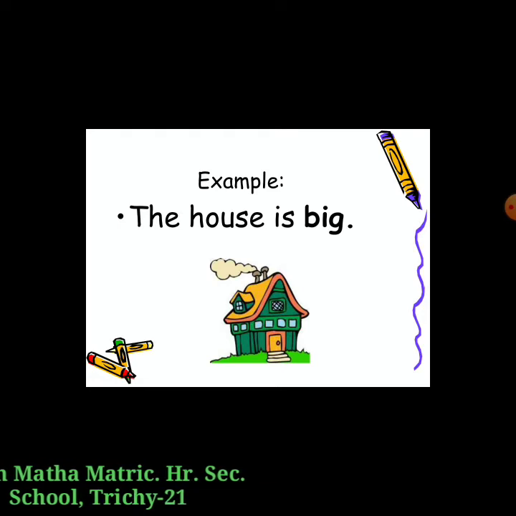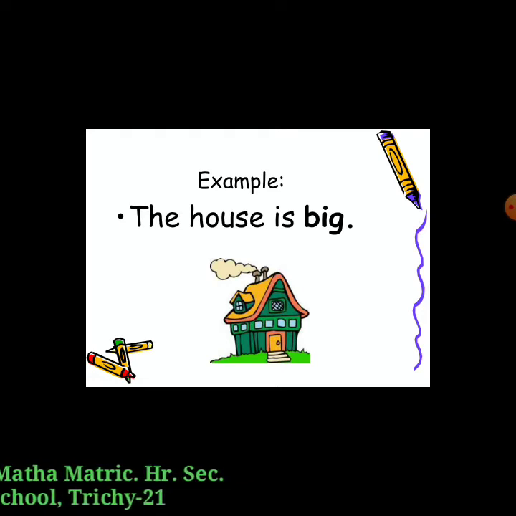For example, the house is big. What is the adjective here? Big. First we should know about it. What is the adjective? Adjectives describe a noun. So when you are learning the degrees of comparison, we just have to identify whether the adjective is positive or comparative or superlative. Big is positive degree, that is the adjective.